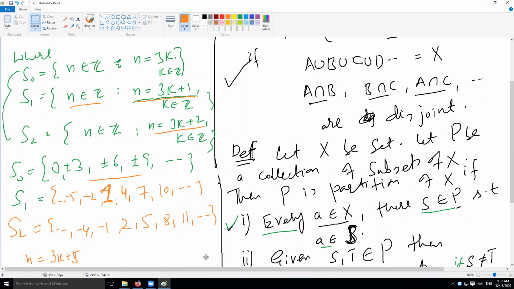Exactly. Here's an interesting thing, and you can immediately observe this fact. I can write 3k plus 5 as 3 plus 2, so therefore 3 times (k plus 1) plus 2. So all such elements are already in S2. They are there, so you don't have to count them.